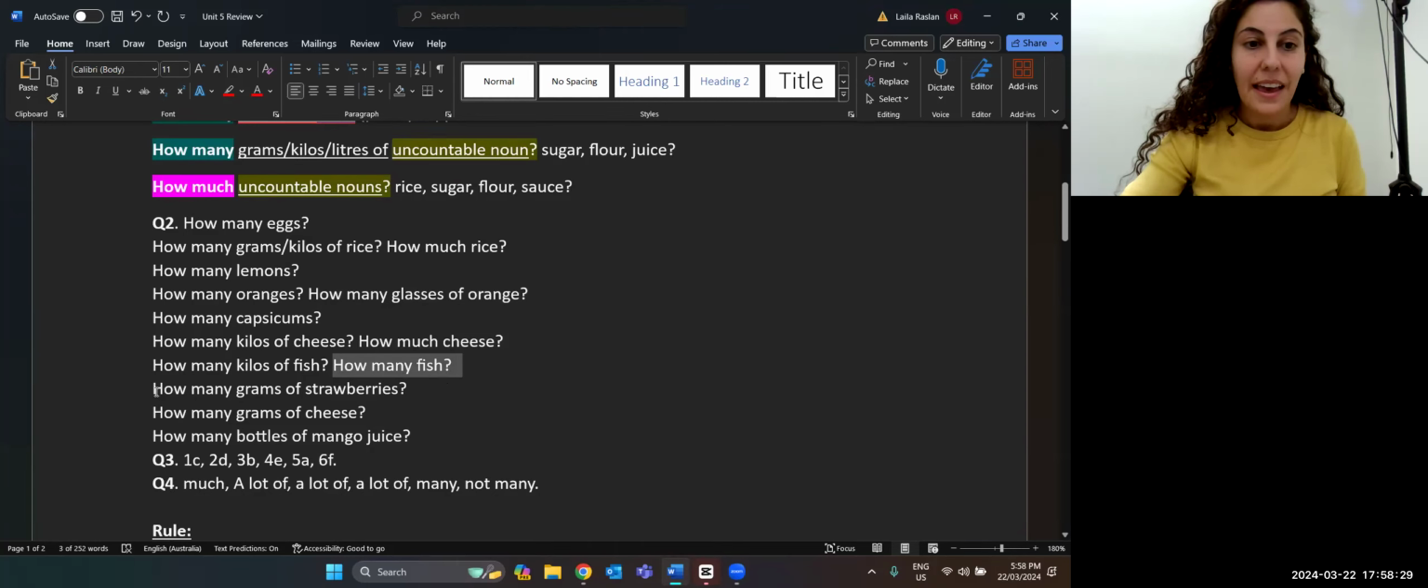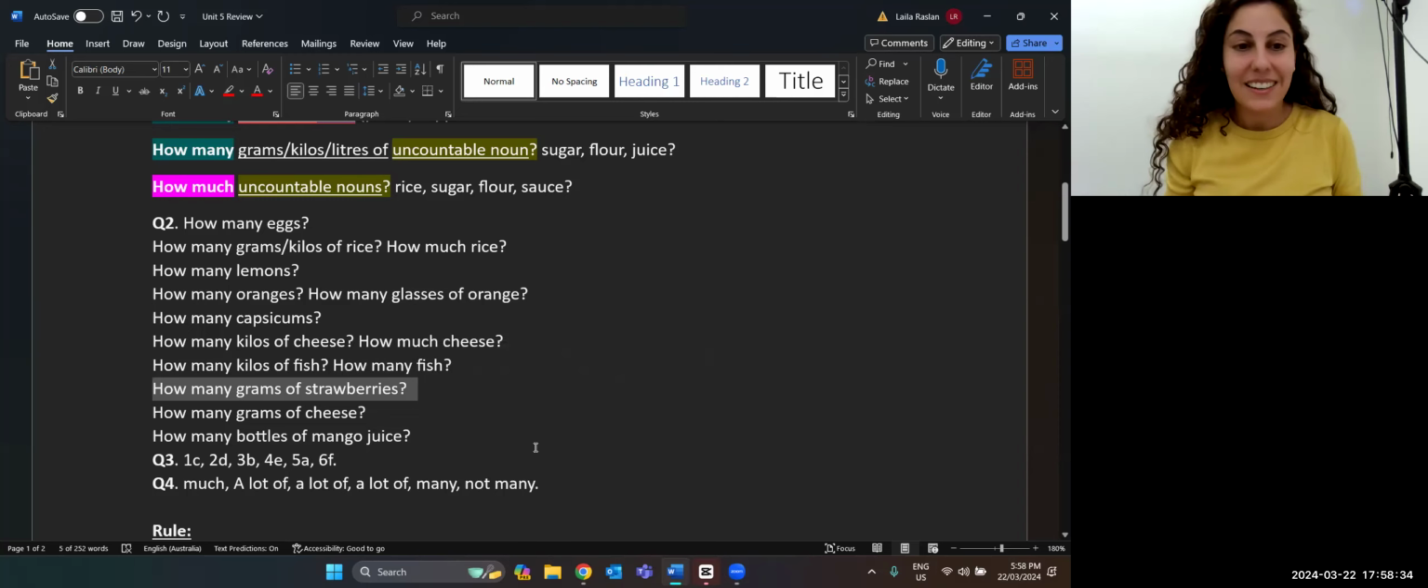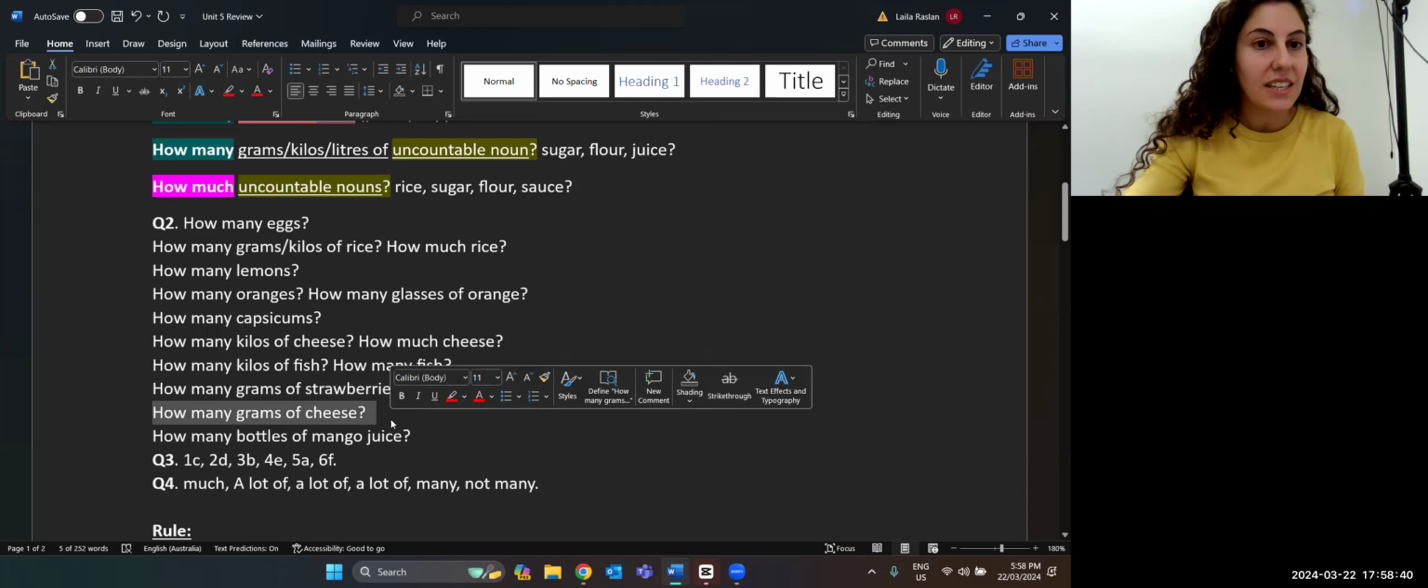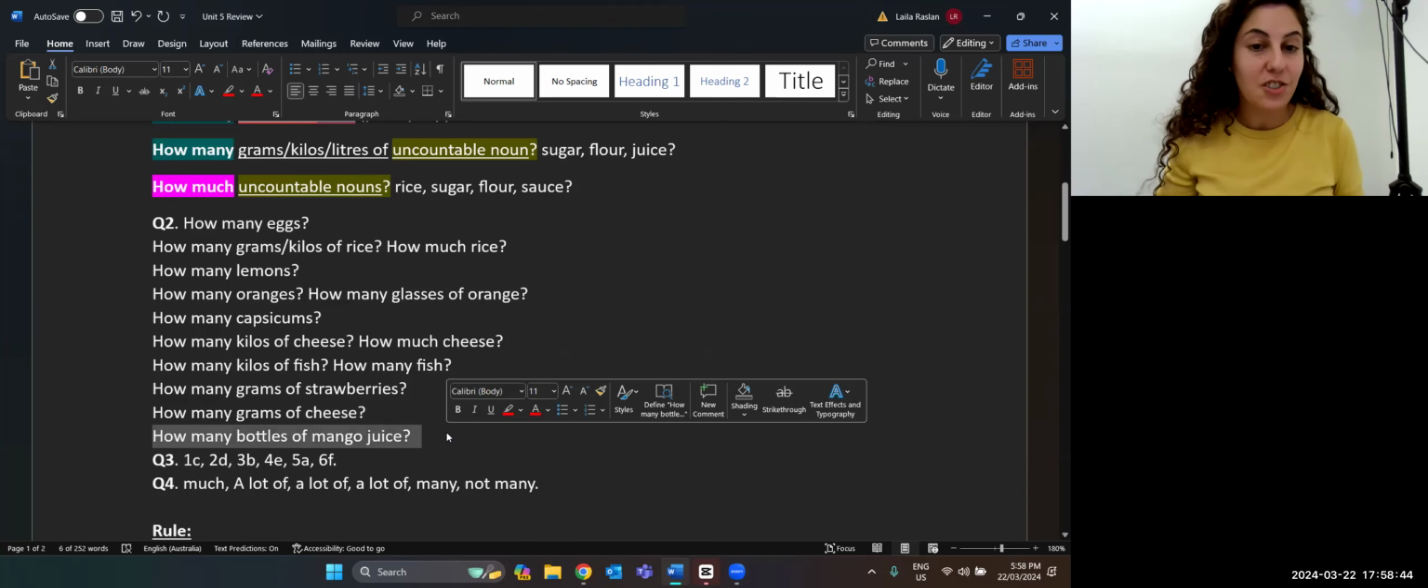Uncountable. How many grams of strawberries? Uncountable. We can see the grams of. How many grams of cheese? Uncountable. And how many bottles of mango juice do you want? Uncountable. Or how many bottles of apple juice?